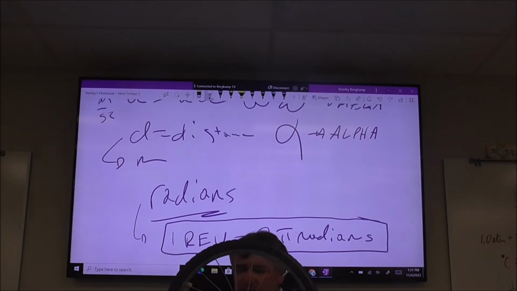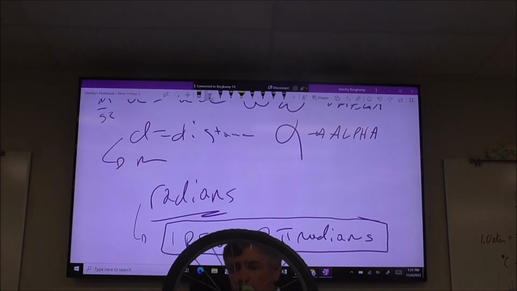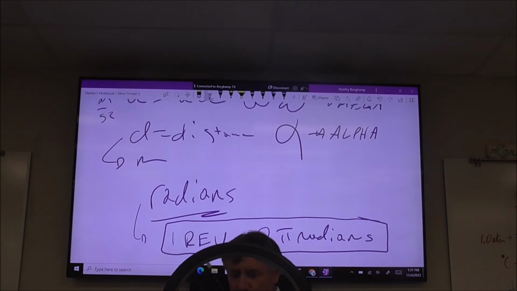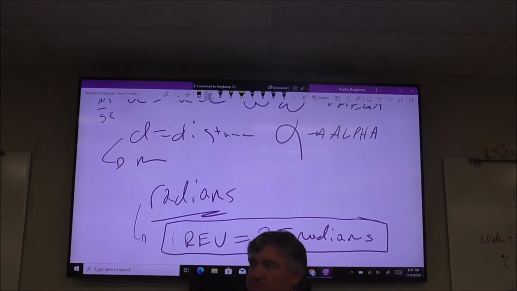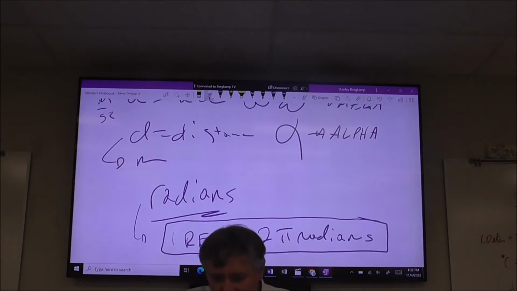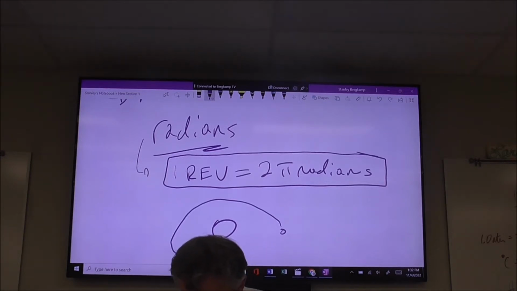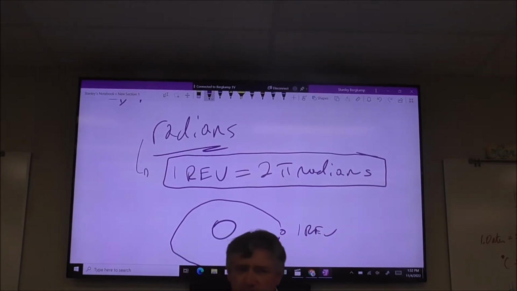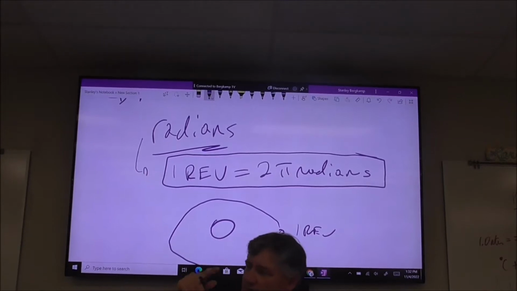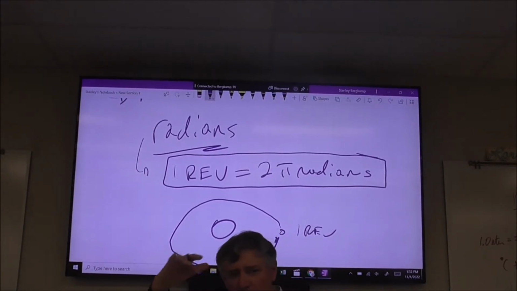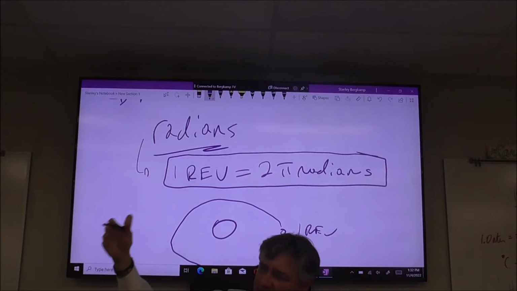If I move that piece of tape here, and it goes through 1 revolution, how many radians would it move through? 2 pi. If here's our star, and here's the Earth, and the Earth goes through 1 complete revolution, how many radians does the Earth move through? 2 pi. So notice that radius is not a factor in this conversion.